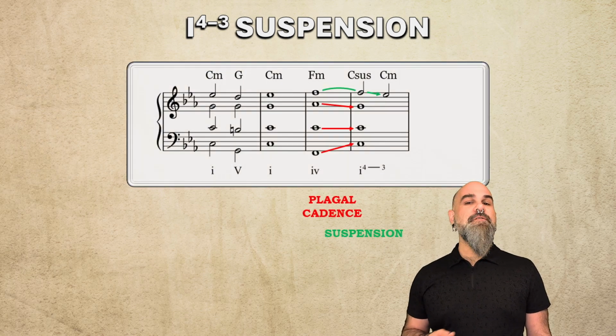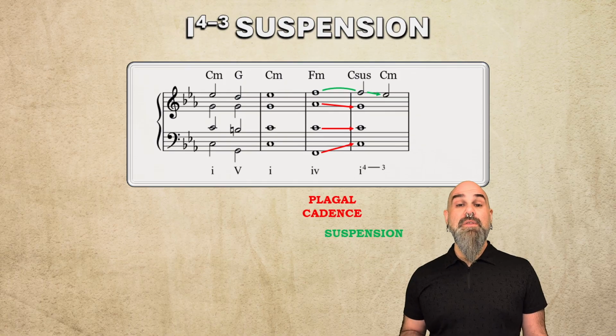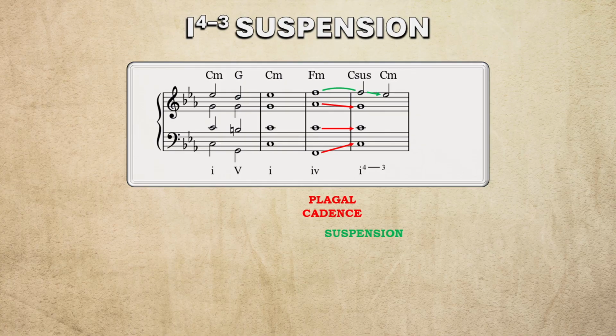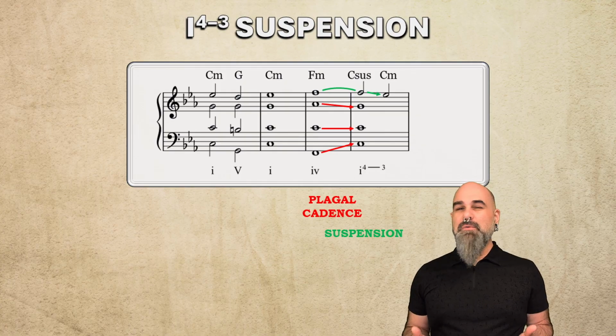Let's do a simple 1-5-1 in a minor key, follow it with a plagal cadence, and end with a suspension into the final 1 chord. Great, that one's pretty straightforward.